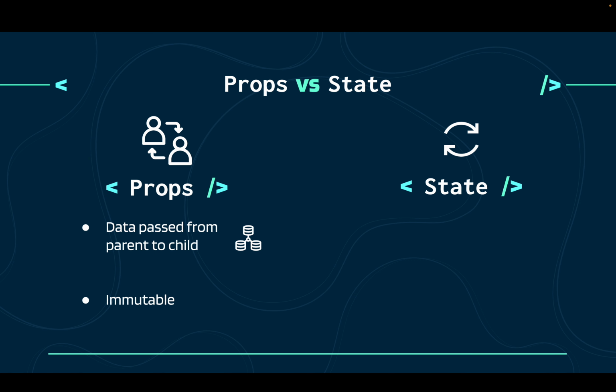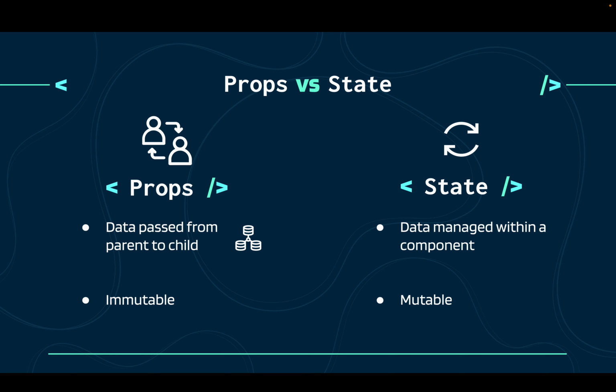Short for properties, props are data passed from a parent component to a child component in the component hierarchy. This makes components customizable while maintaining consistency. For example, if we refer to a post component in our earlier Facebook example, the parent component could pass in the content, the author, and timestamps as props. These values define what each post displays.